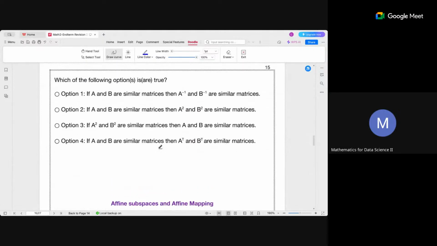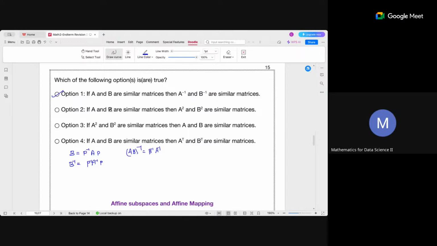So which of the following options are true? If A and B are similar, then A inverse and B inverse are similar matrices. True or not? True, because if you can write B equal to P inverse AP, then take inverse on both sides. So B inverse equals P inverse A inverse P. So you see that A inverse and B inverse are similar. I have just taken inverse on both sides and used this condition here.